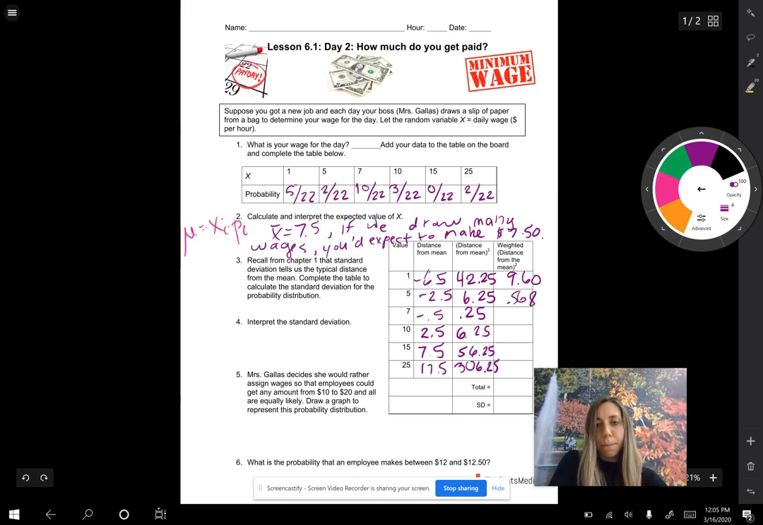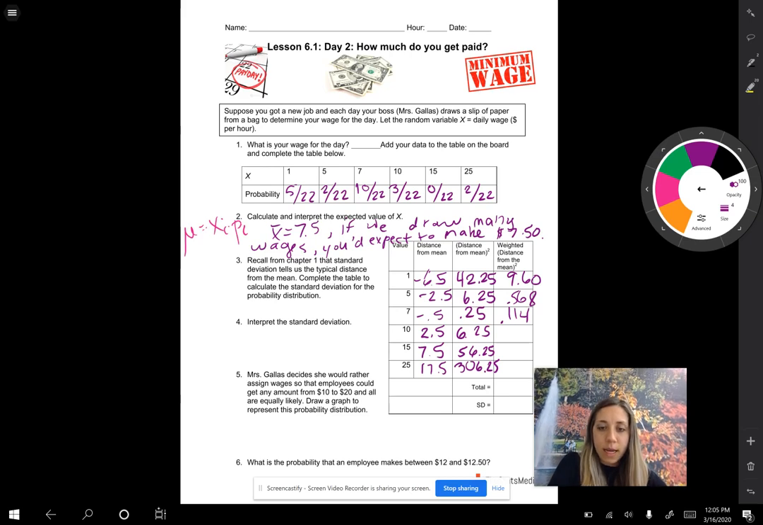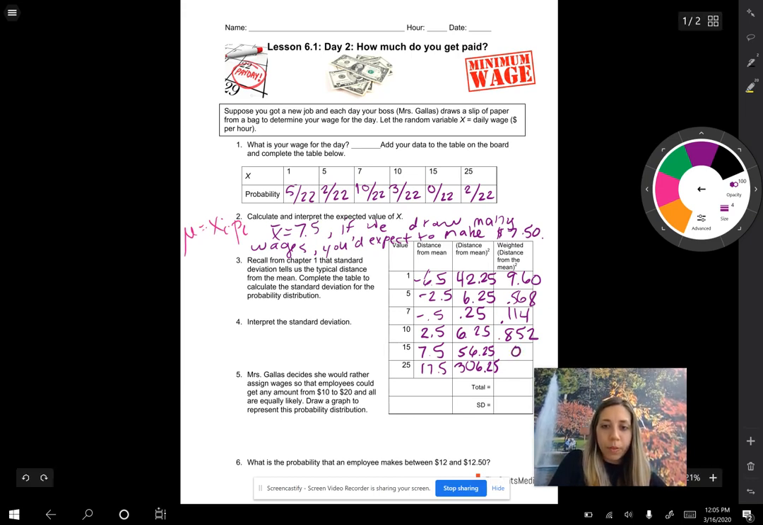And then 0.25 times the probability for 7, so 0.25 times 10/22, is 0.114. And then 6.25 times 3/22 is 0.852. 0 times 56.25, because that's a 0 probability for 15, gets you 0. And 306.25 times 2/22 is 27.8.